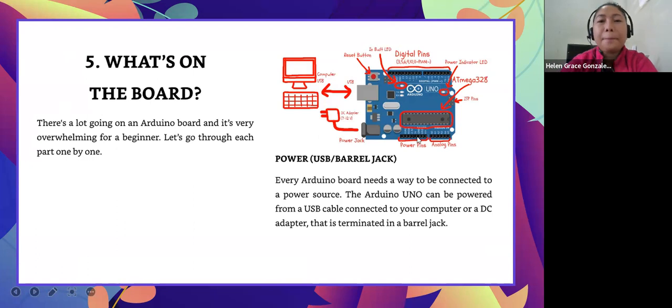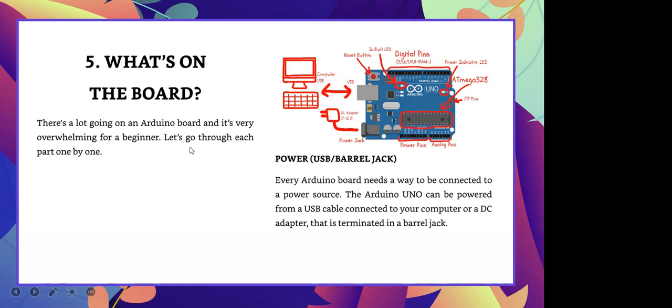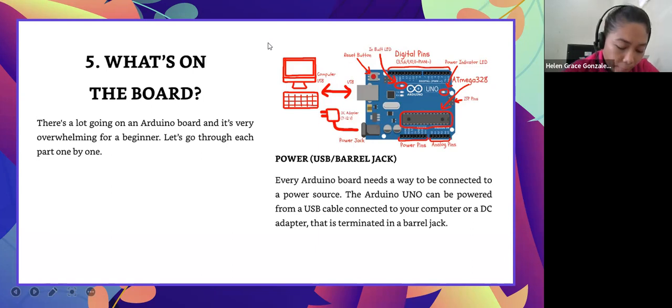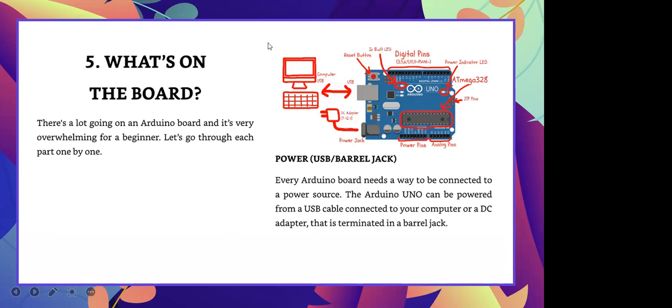Okay, so power pins. Anyone who has an idea about the difference between digital and analog pins? Someone please volunteer. Kent Barry, what's the difference between analog pins versus the digital pins? Hello, ma'am. Good afternoon. Analog pin, ma'am, is used for reading the output. And then the analog pin is used for reading also the digital pin.